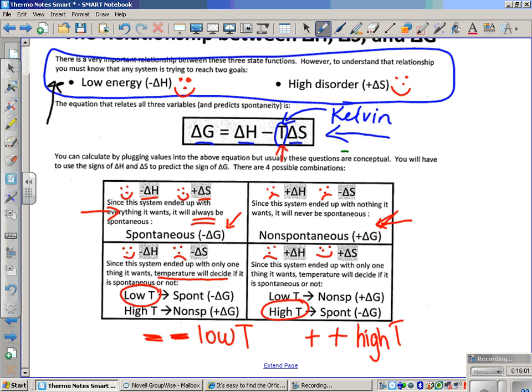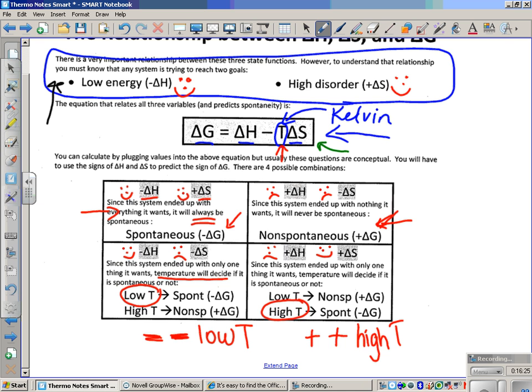Sometimes we're also asked to calculate with this equation. We'll do some practice with that on Monday. Really all you have to do is make sure all your units match up. Most of the time delta H is given in kilojoules per mole and delta S is in joules per mole Kelvin, so we will have to make those units match up. And then obviously if you do a calculation, you're going to figure out whether or not it's spontaneous based on the sign of the calculation.